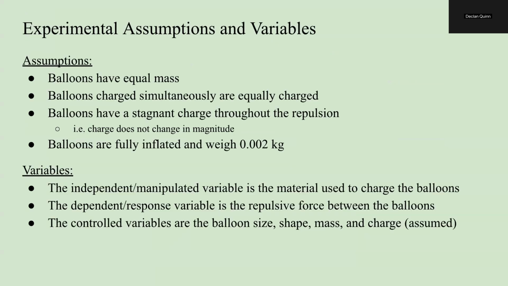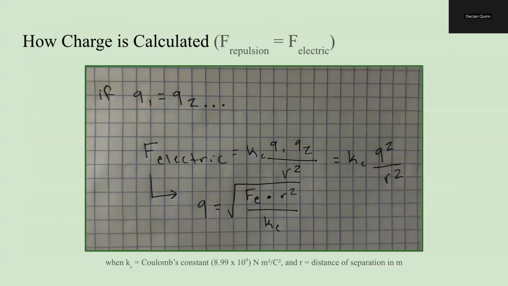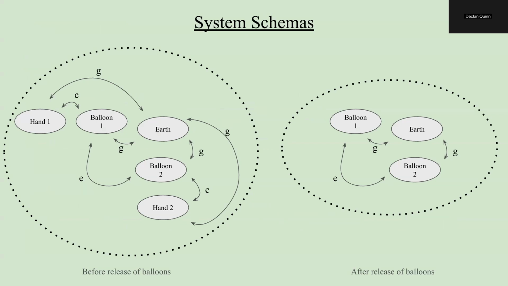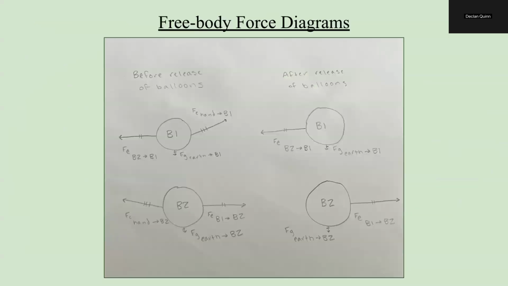Shown here are my experimental assumptions and variables. The independent variable is the fabric used to charge balloons, and the response variable is the repulsive force and therefore charge between the balloons. Shown here is how charge is calculated, solving for Q using Coulomb's law. Shown here are system schemas of the experiment. Shown here are free body force diagrams for the balloons during this experiment.